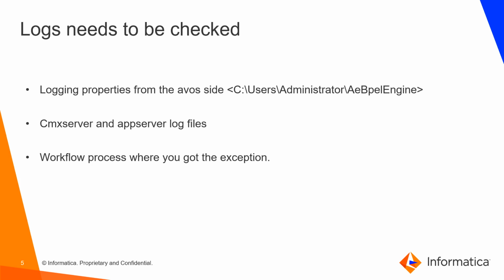You can go to the ActiveVOS console and check the logging properties, which will come under the admin tab. There will be a file location, and that file location has the logs collected, covering all the events that have happened on the ActiveVOS side. Most probably the triggering part would be the CMX server, followed by the app server logs for the particular timestamp. And more in a pictorial way, you can go to the ActiveVOS console, open the workflow, and see what exception you got at a particular point in time.